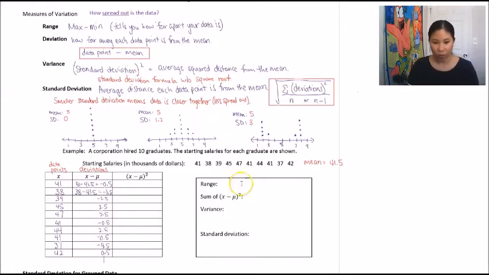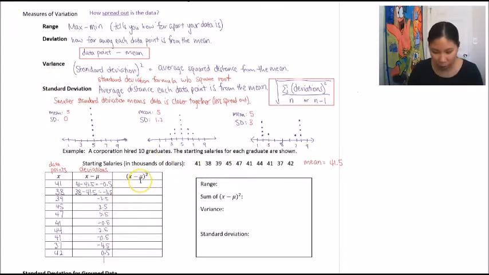Okay, so then once I have all my deviations, if we follow our formula that we had for our standard deviation, we wanted to square all our deviations, and then once we've done that, we're going to add them all up. That's what that sigma symbol means at the front. So we're going to square all the numbers that we just got and then add everything up.